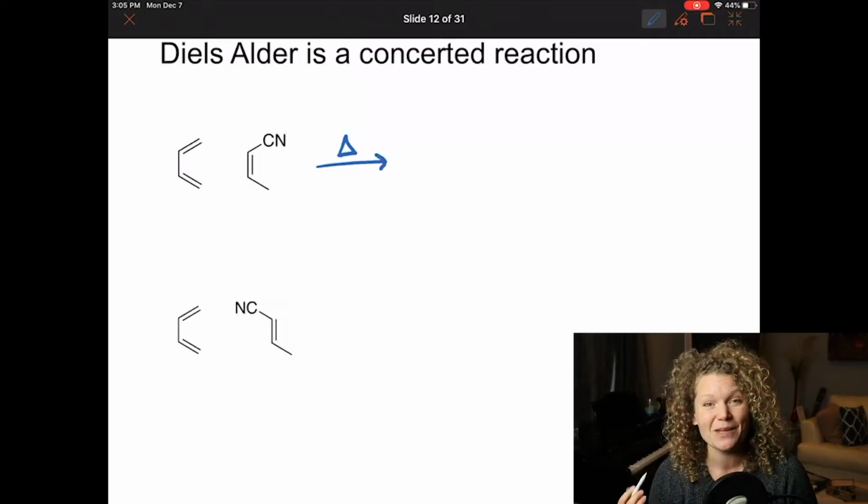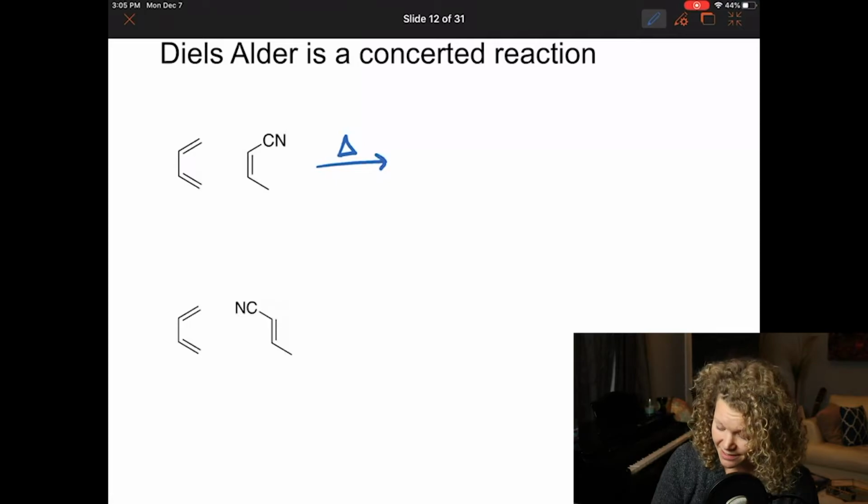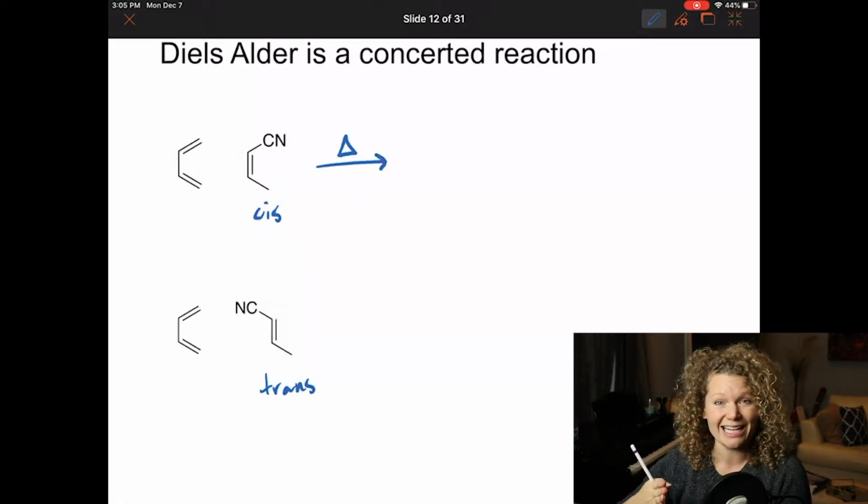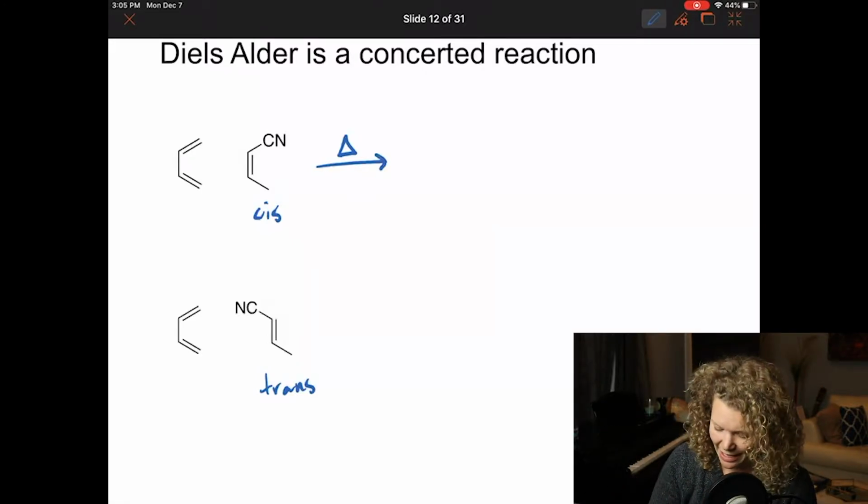Over part 2 for Diels-Alder, and we're diving into the regioselectivity and the stereoselectivity of this reaction. So here I have 2 examples of 2 different dienophiles. Notice that one is a cis and one is a trans. And just for review, let's label our diene and our dienophile for the Diels-Alder reaction.